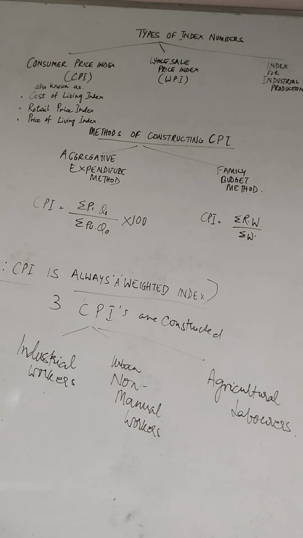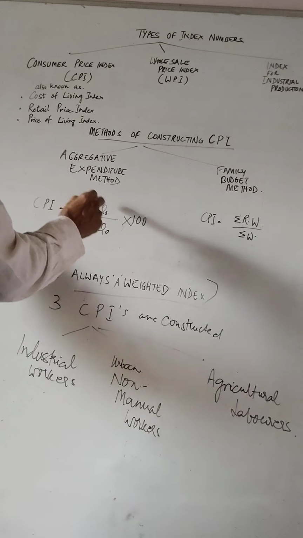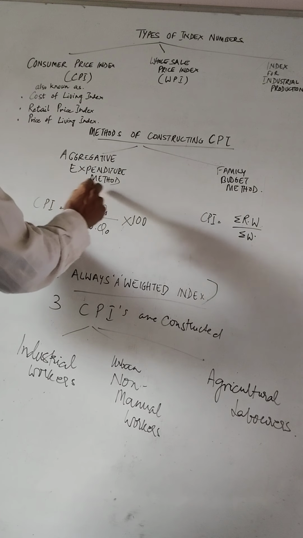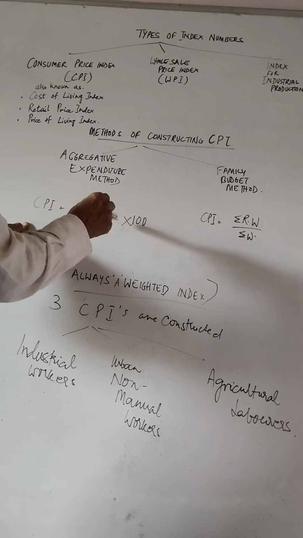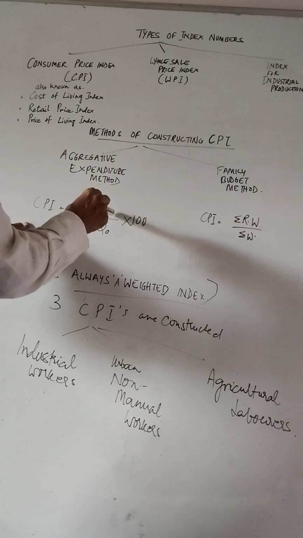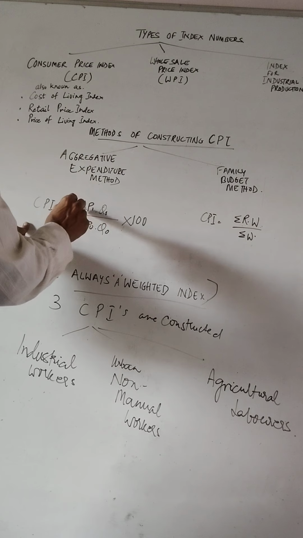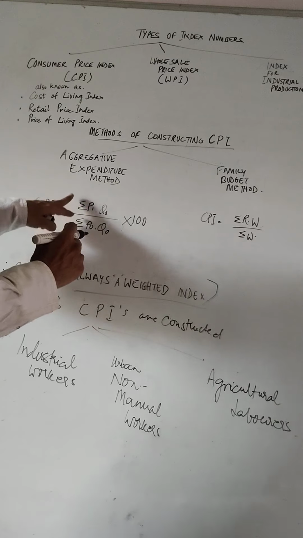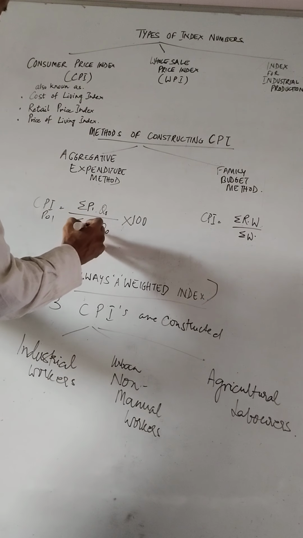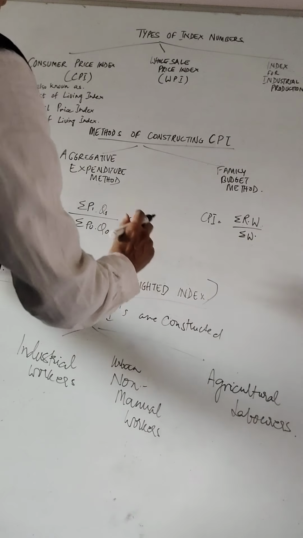Having explained in detail, there are two basic methods. One is the aggregative expenditure method. Just remember this. When we did the weighted index number, what did we do? We did sigma P1. This is the base year method, where we've taken the base year quantity. So it is sigma P1 Q0 divided by sigma P0 Q0 into 100. So that is it.